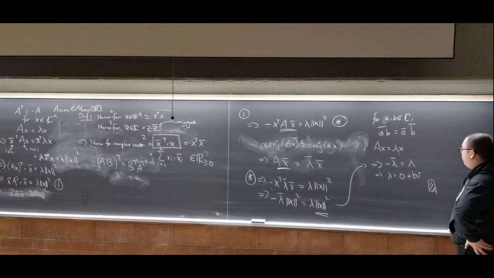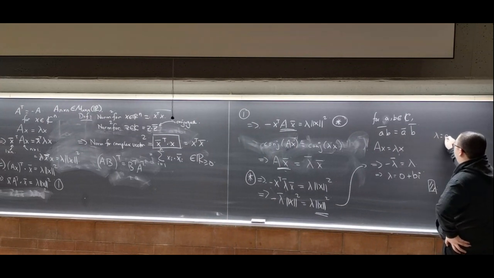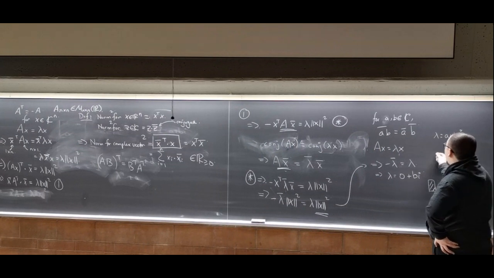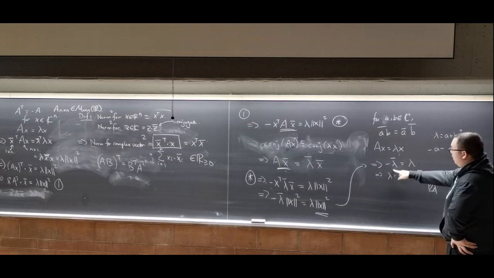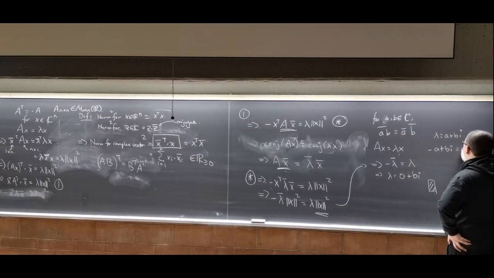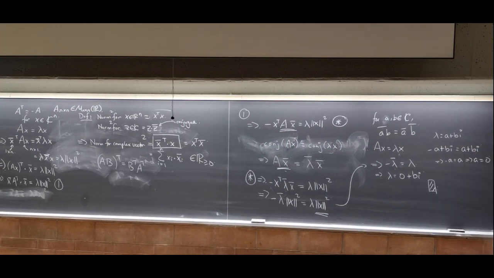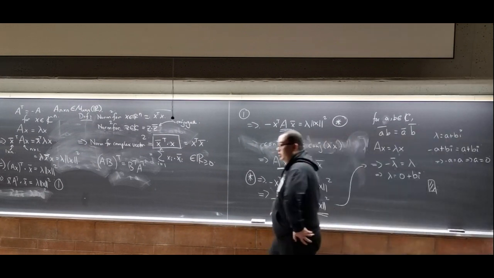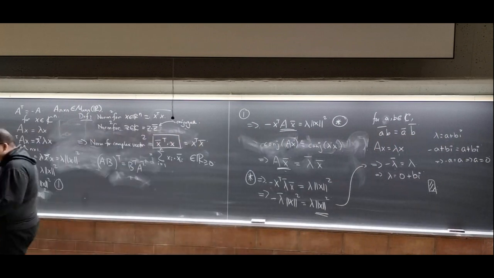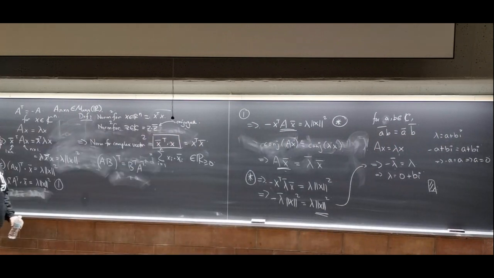And the reason for that is because we can just write lambda as a plus bi and see what happens. So if lambda equals a plus bi, then we have minus a minus bi, so plus bi, equals a plus bi. So we have minus a equals a, which implies a equals 0, which proves that it does not have a real part. So it's just going to be bi. And the only real value for that would be b equals 0, so everything equals 0, which is a real number. Otherwise, if b is not 0, we have a purely imaginary number.